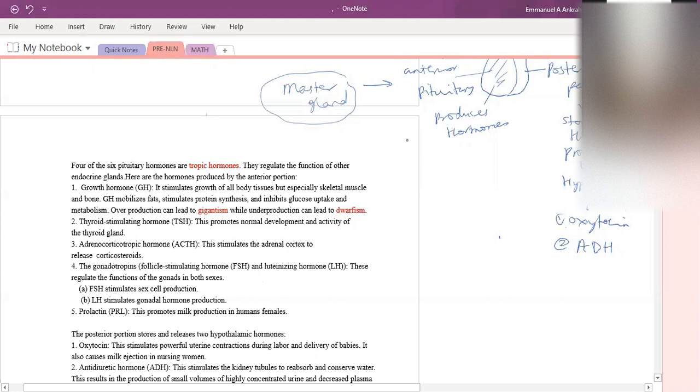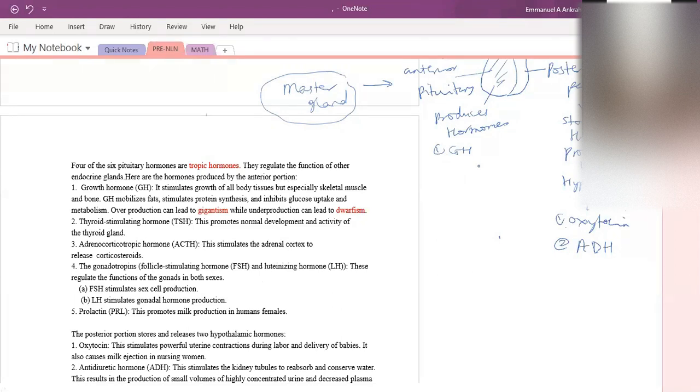So growth hormone, one of them. The name tells what they do. That's what we can remember. It stimulates growth of all tissues in the body, especially the skeletal muscle and bone, right? It also helps to mobilize fat. It stimulates protein synthesis, and then it also inhibits glucose uptake and metabolism. Okay, those are the functions that the growth hormone does.